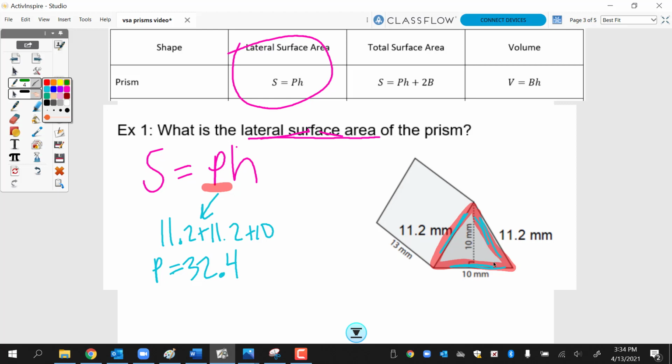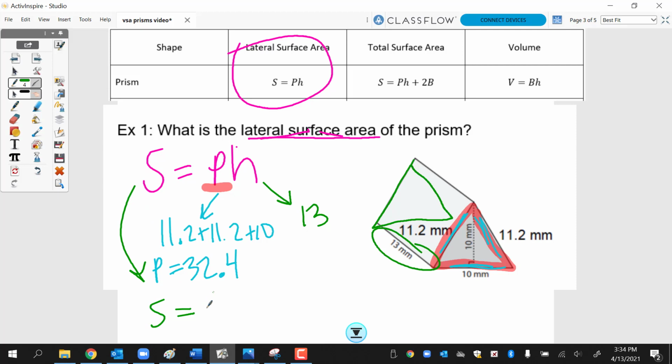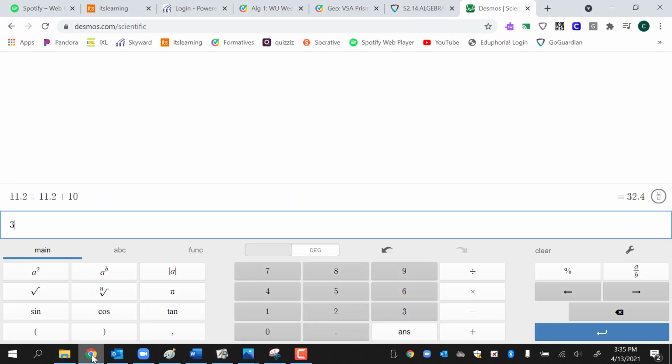Okay, great. The H, the height of the prism. We're not talking about the height of this triangle. I'm talking about the height of the prism. Connects the two bases. So if this is one of the bases, that means the other base would be back here. Which side connects those two bases? That's going to be 13 in this example. So we need to plug this in. So I'm doing S equals, my perimeter was 32.4 times the height of the prism was 13. We're going to type that into Desmos. 32.4 times 13. And we get 421.2.